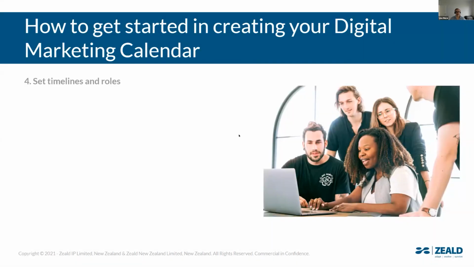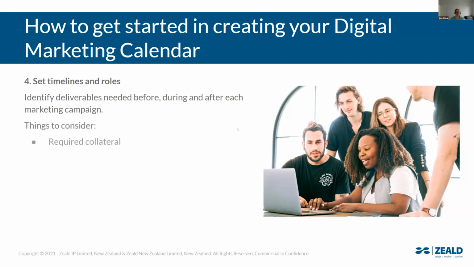And then last slide, I believe, so you set your timelines and roles. So identify your deliverables needed before, during, and after each campaign. So make sure after each campaign, you're doing a report that you review. And the things to consider are your required collateral. So is there some brand name things that I need? Is there some images, etc.? Resources, so budget and time. How much time does someone need to set aside to maybe write the blog post, or how much time do they need to set aside to set up all these ads for you?